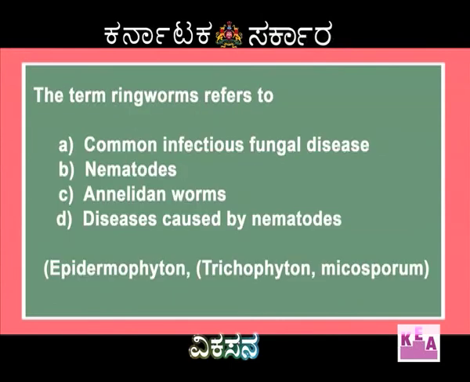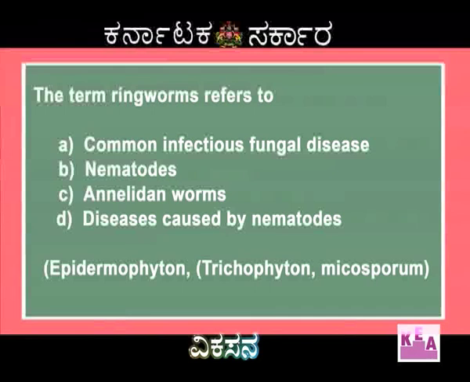We move on to the next question. The term ringworm refers to. Options are like this. Option A, it is a common infectious fungal disease. Option B, nematodes. Option C, annelidan worm. Option D, diseases caused by nematodes.